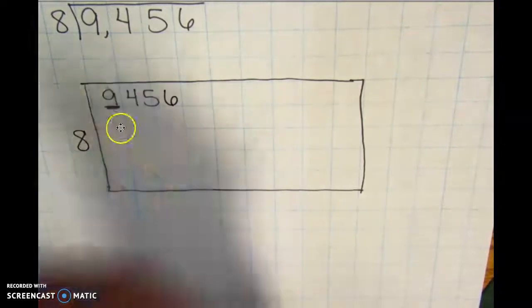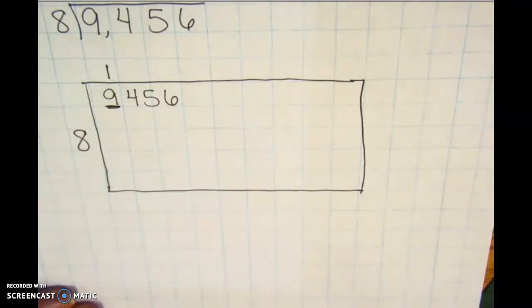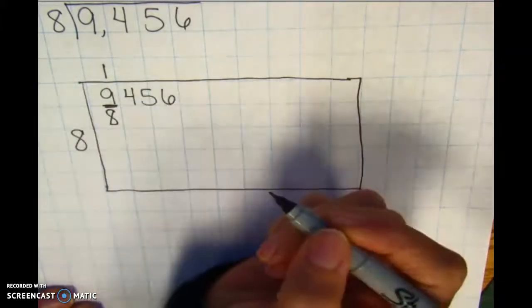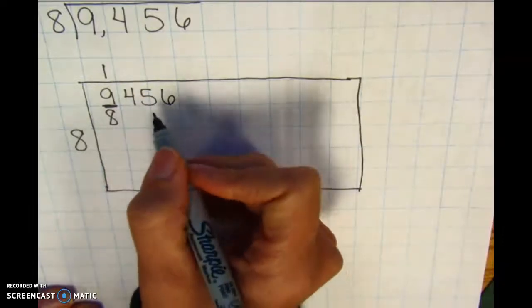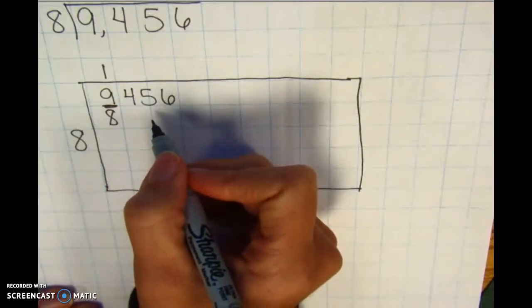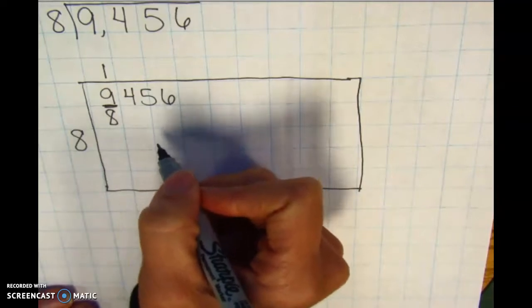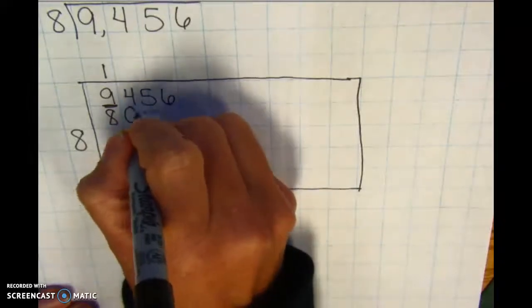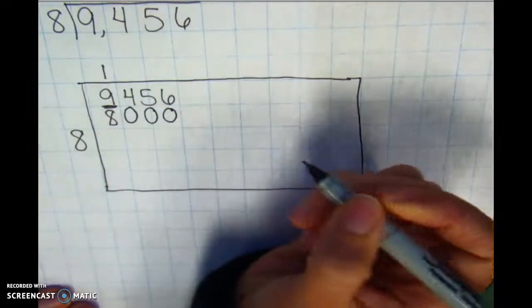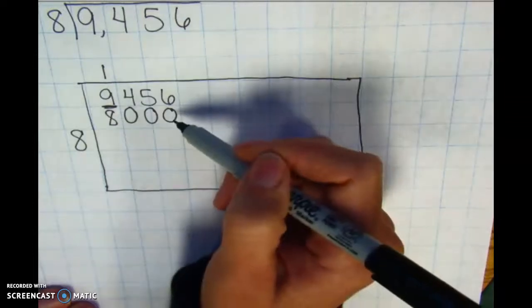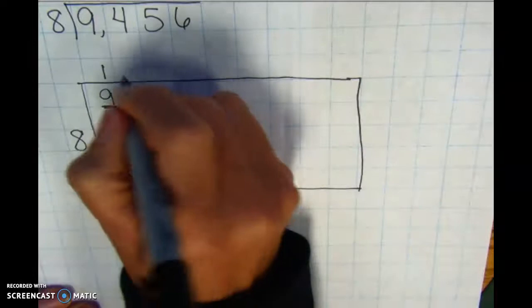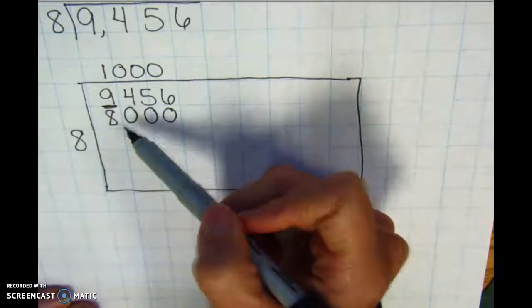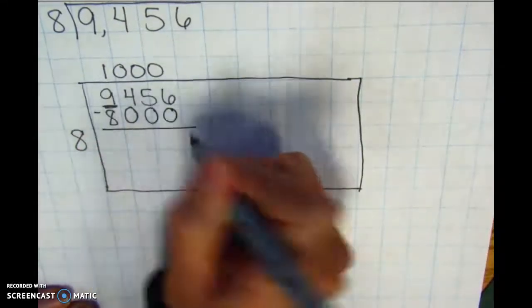Now, 8 can go into 9 one time. And 1 times 8 is 8. Now, 8 is really far away from 9,456. So I'd ask the students, what do you think we could do to make this number closer? We could add some zeros as placeholders, and we could make this number 8,000. If we added 3 zeros here, we also need to add 3 zeros up there because 8 times 1,000 is 8,000. Now we're going to find our difference.